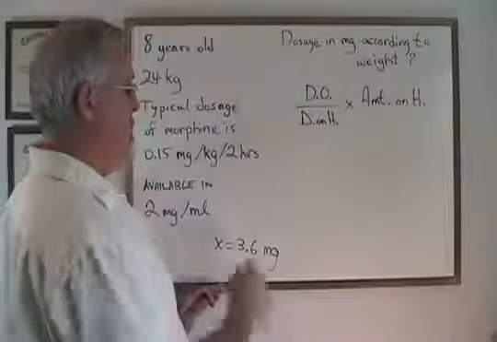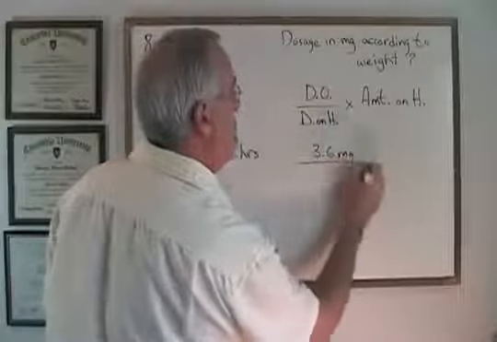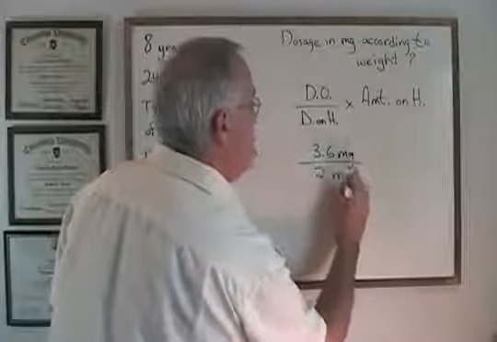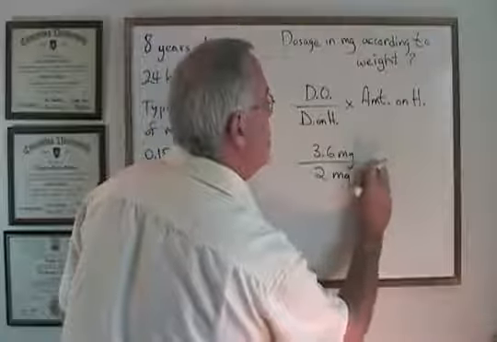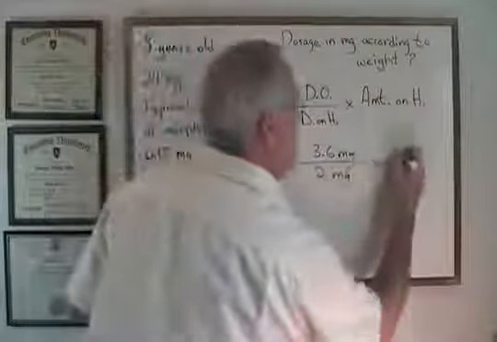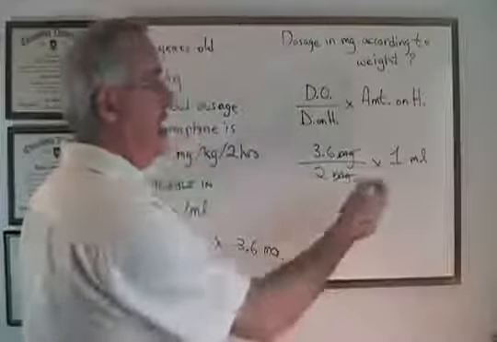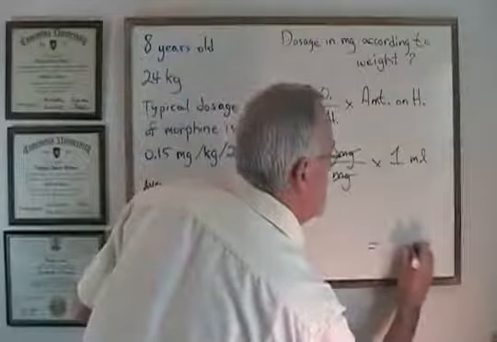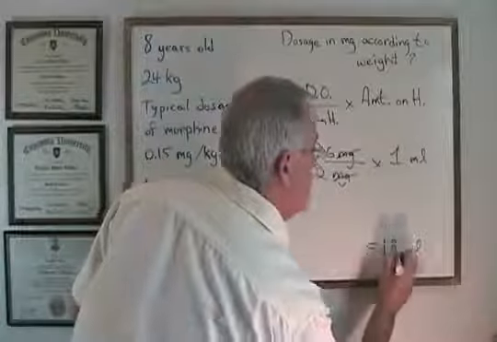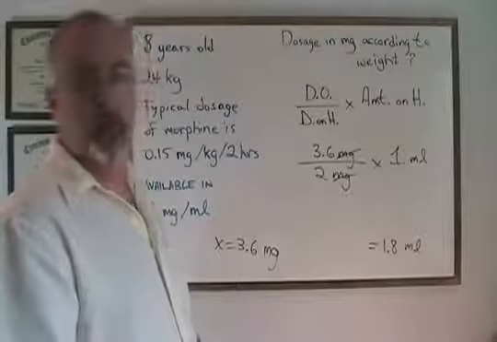In this case, the dose ordered is the 3.6 milligrams. The dose on hand is the 2 milligrams. And we are multiplying by the amount on hand, which is 1 milliliter. The milligrams cancels. Our answer will be in milliliters. And 3.6 divided by 2 is 1.8. Therefore, we have to pour 1.8 milliliters of the medication for the patient.